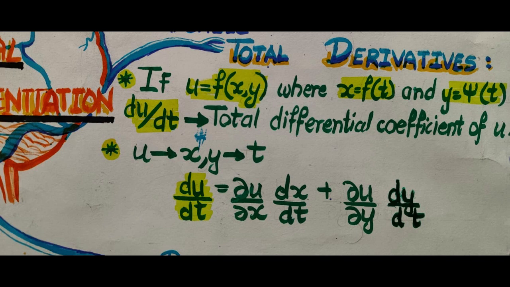du upon dt is equal to ∂u upon ∂x into dx upon dt plus ∂u upon ∂y into dy upon dt. This is equation 1. Equation 1 can be written in terms of differentials as du is equal to ∂u upon ∂x into dx plus ∂u upon ∂y into dy. This du is called the total differential.